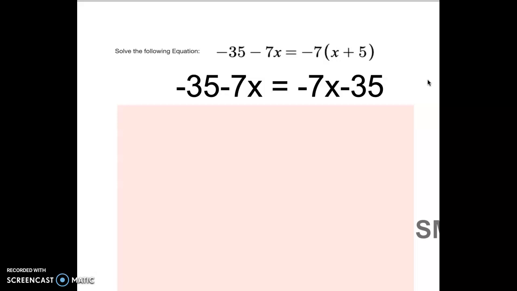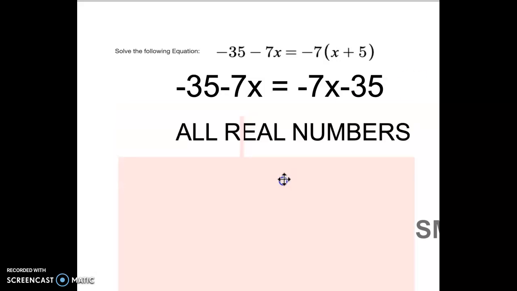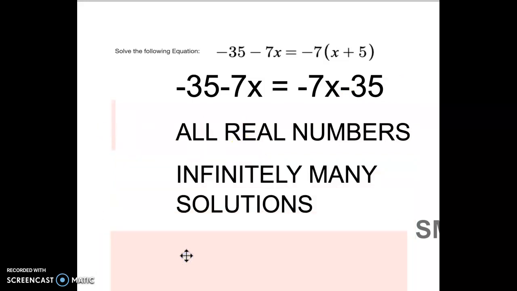So when that happens, when both sides of the equation are exactly the same, that means our answer is either all real numbers or infinitely many solutions. That means no matter what value we substitute in there for x, the equation will always be true because both sides of it are the exact same.